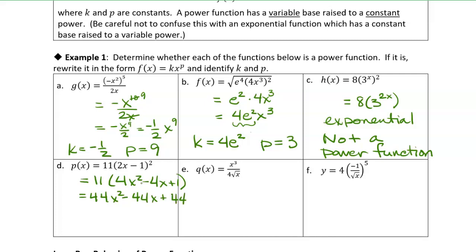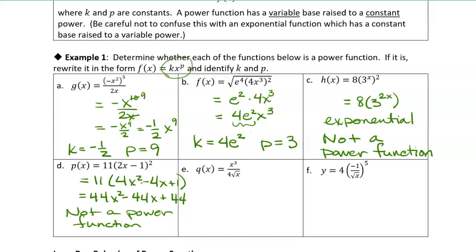But that doesn't help us. This 44x squared is a power function, but then we have minus 44x and plus 44. There's nothing we can do to rewrite that in the form kx to the p. So this is also not a power function, even though there's a sum and difference of power functions, but this itself is not a power function, because we cannot write it in the standard form.